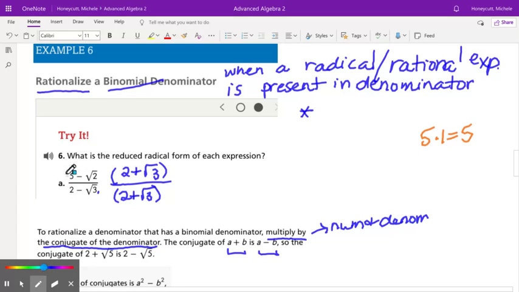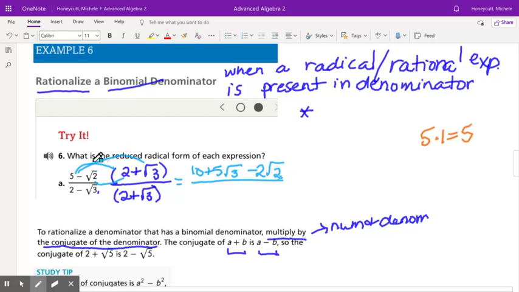Okay, so let's do that. I'm going to multiply in the numerator 5 times 2. And again, the way you multiply fractions, multiply straight across. So 5 times 2 is 10. 5 times the square root of 3 is plus 5 square root of 3. Negative square root of 2 times 2 is minus 2 square root of 2. And then negative square root of 2 times the square root of 3 is negative square root of 6. Doesn't look too pretty now, does it?